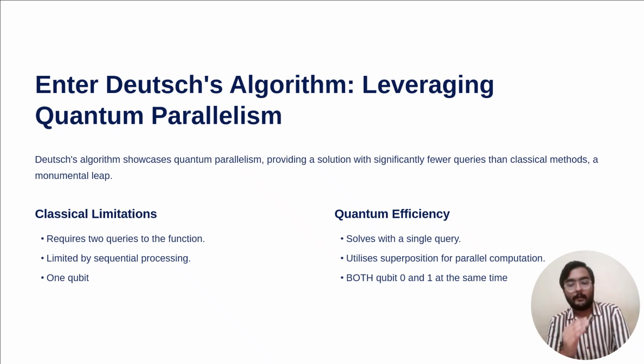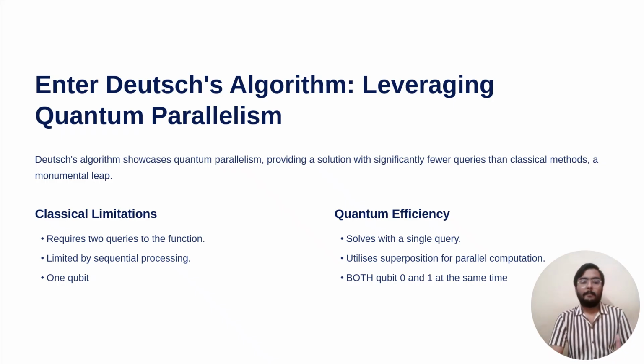Then with another Hadamard and interference, the algorithm combines this information into a single qubit so that one final measurement tells us whether the function is constant or balanced using only one query. So Deutsch's algorithm is our first clear example of how quantum parallelism can give a real advantage over classical computation.